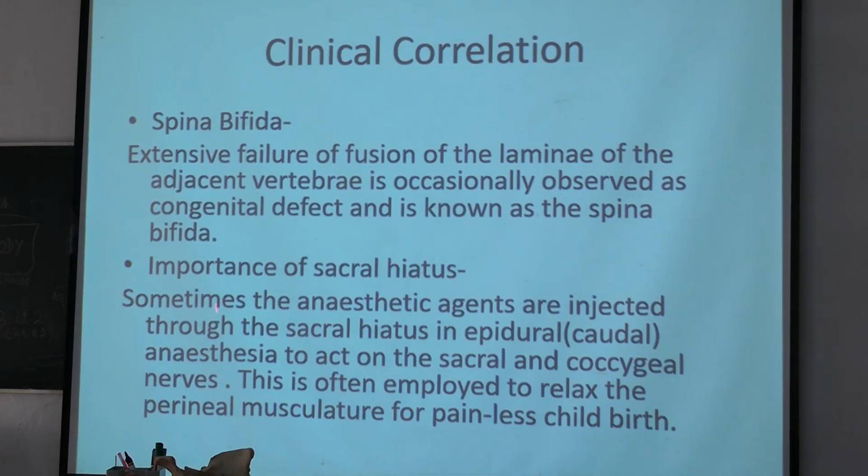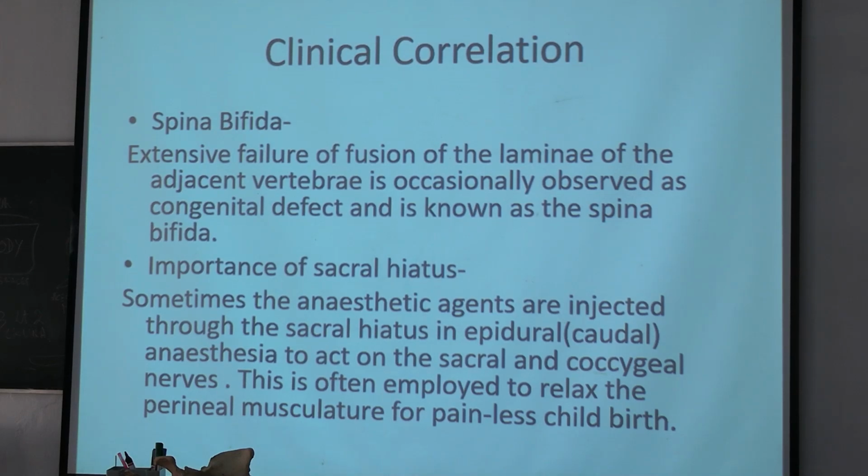Importance of sacral hiatus. Sometimes the anesthetic agents are injected through the sacral hiatus in epidural or caudal anesthesia. In cesarean section, you have seen the needle is pushed through the epidural space to act on the sacral and coccygeal nerves, and this is often employed to relax the perineal musculature for painless childbirth. Okay, understood? So for epidural anesthesia also sacral hiatus is important.